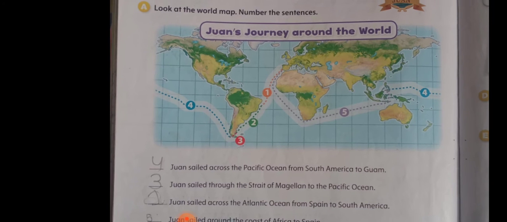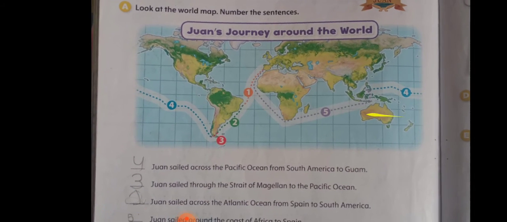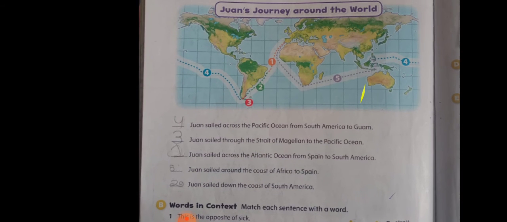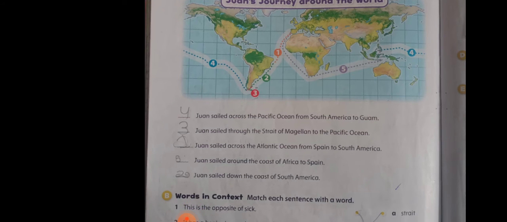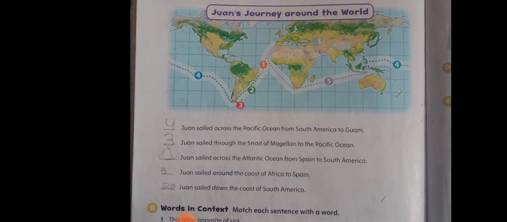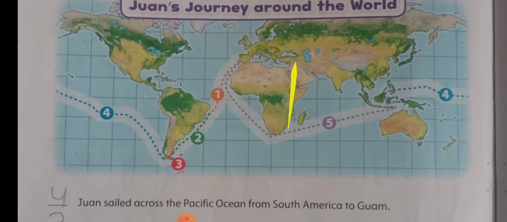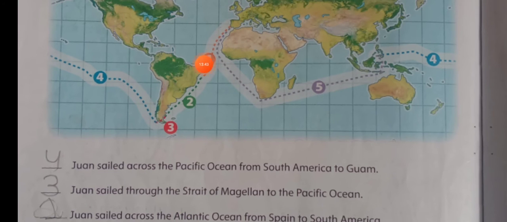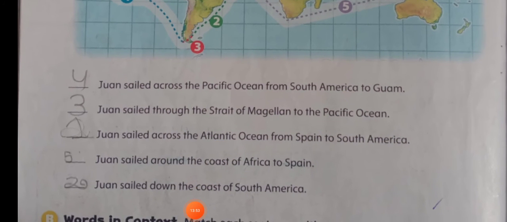So this is the map, okay? This is the map that we read last time. We are going to give it numbering. This is number one. We are going from here. Juan sailed across the Atlantic Ocean from Spain to South America. This is Spain. They were moving from Spain to South America, okay? Across the Pacific Ocean from South America to Guam. This is number one: Juan sailed across the Atlantic Ocean from Spain to South America.